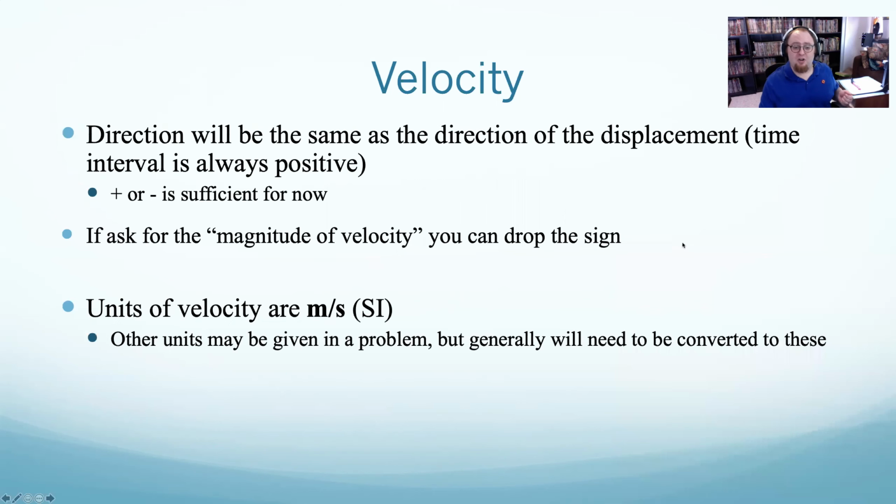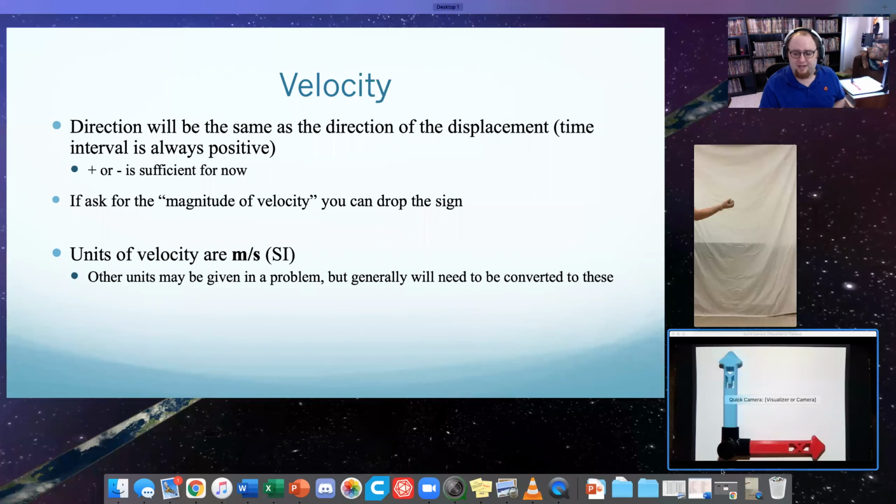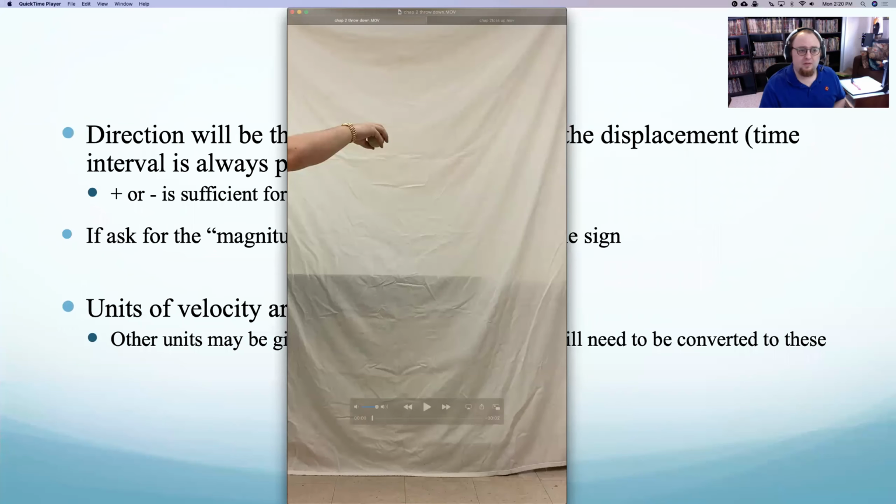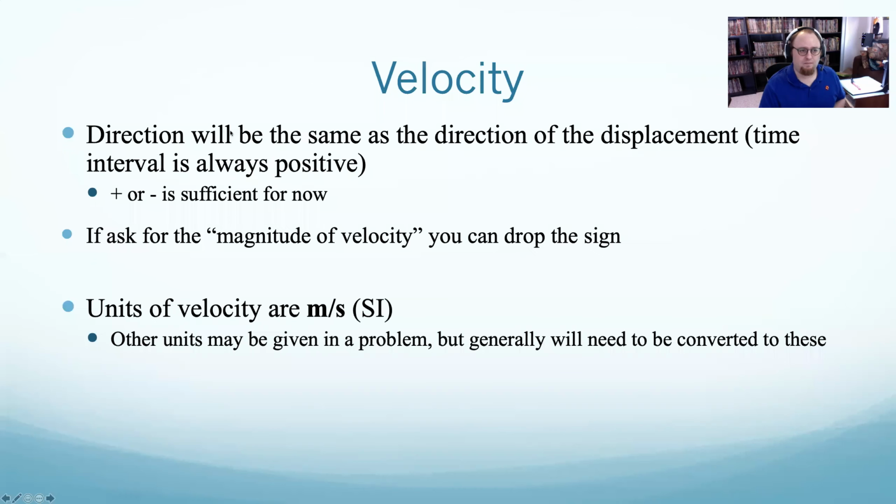Now, as I already said, velocity is a vector, which means the direction of your velocity is the direction of your displacement. I will sometimes ask for the magnitude of velocity. If I ever ask for magnitude of velocity, drop the negative sign. I just want to know what direction it's in.